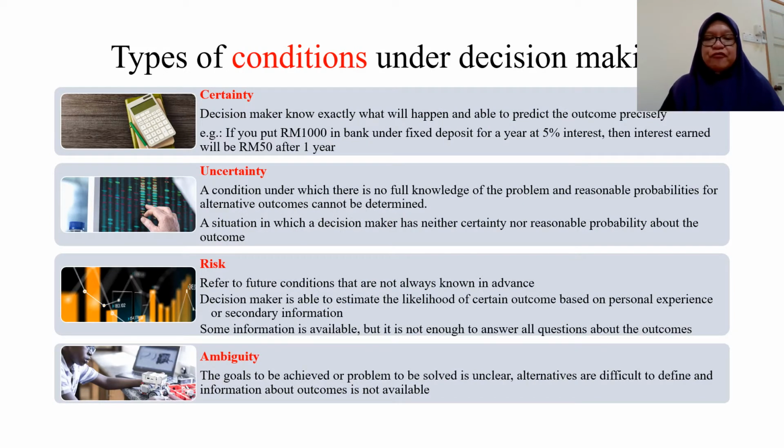There are four types of conditions under decision making. Conditions under decision making means whenever the manager or the leader is making decisions, they are in one of these four conditions or situations. The first one is certainty. The decision maker knows exactly what will happen and is able to predict the outcome precisely. The leader or manager is very certain, very confident, knows everything about the situation, and already knows how to solve it.